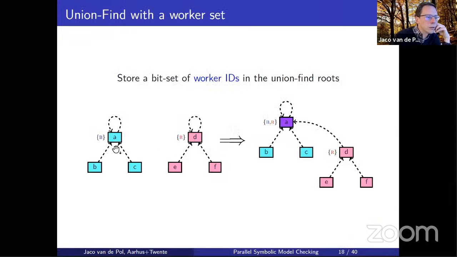So basically what we do, we have this old unified structure. So here we have A, B, C, here we have D, E, F. But now at the root nodes in this structure, we maintain a bit set, setting the bits of the workers that have worked on this component. So here we set the bit for the blue worker, here we set the bit for the red worker. So we extend the nodes of the unified forest with this bit set, which is basically a long word.